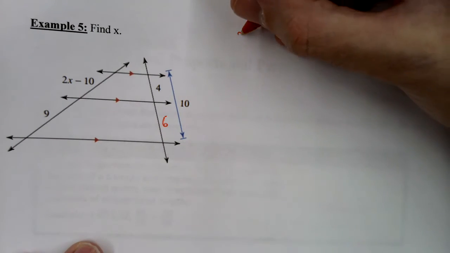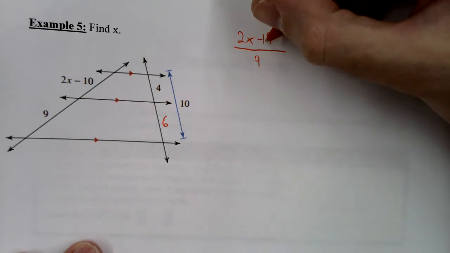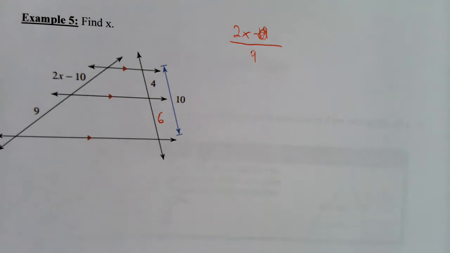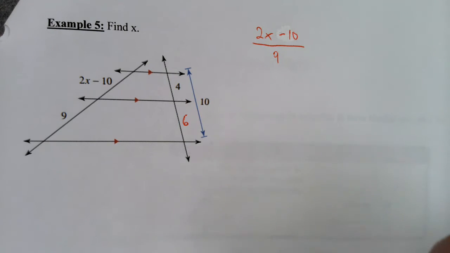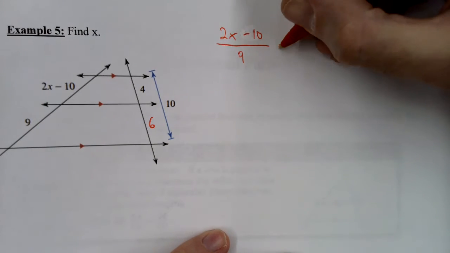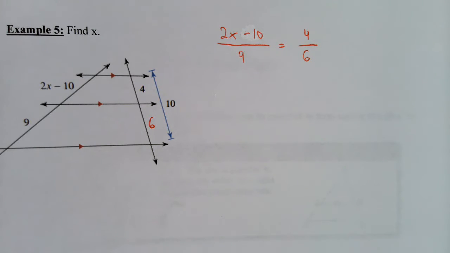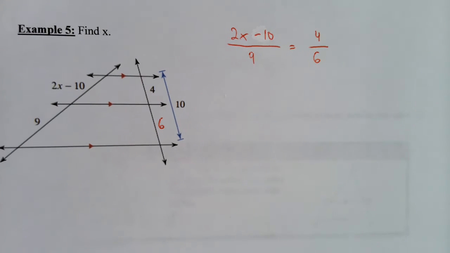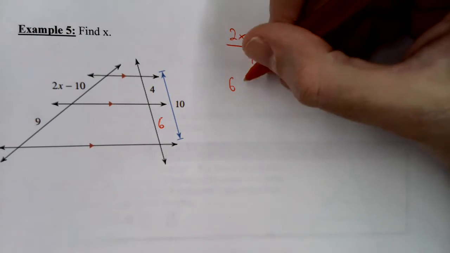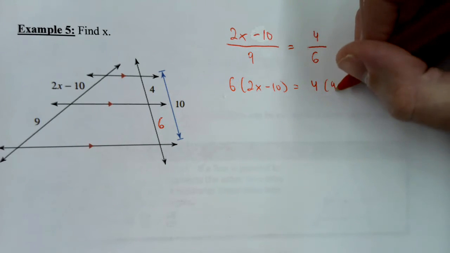So to solve that for x, I'm going to do 2x minus 10 over 9. Wrong number. Let me fix that really quick. Okay, so I fixed that. It should be 2x minus 10 over 9 equals 4 over 6. And now we're going to solve that proportion. Cross multiply. 6 times 2x minus 10 equals 4 times 9.